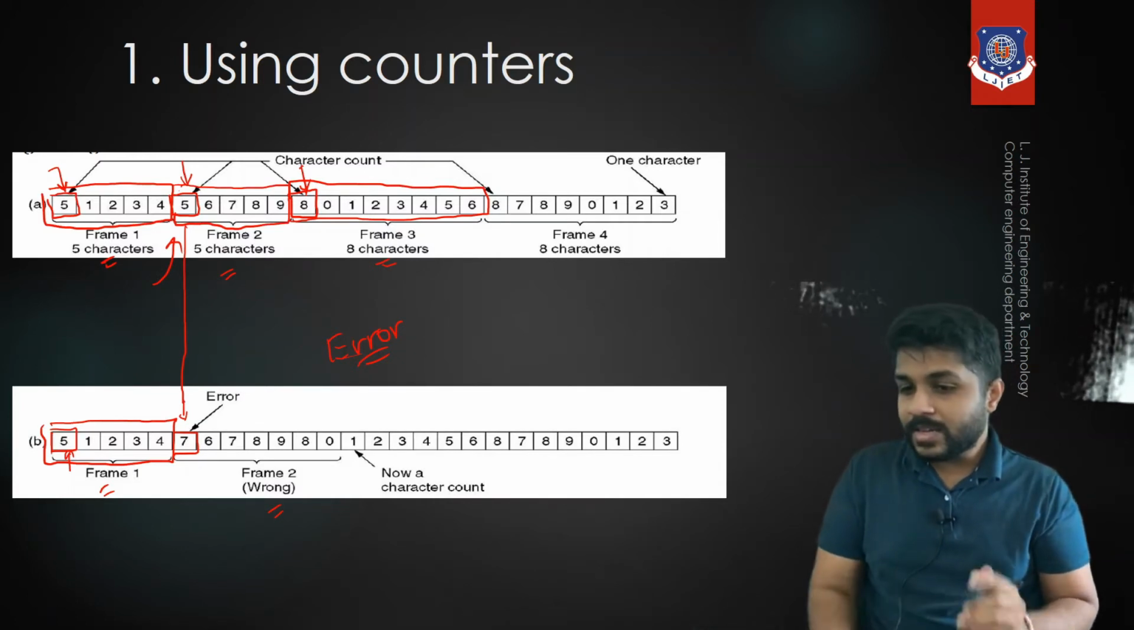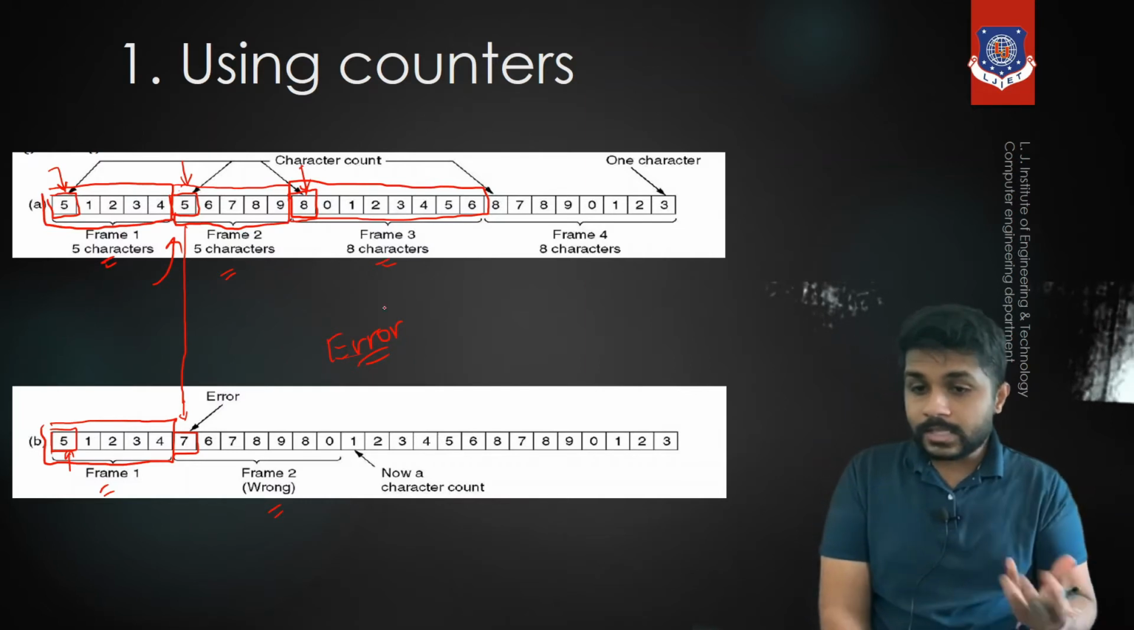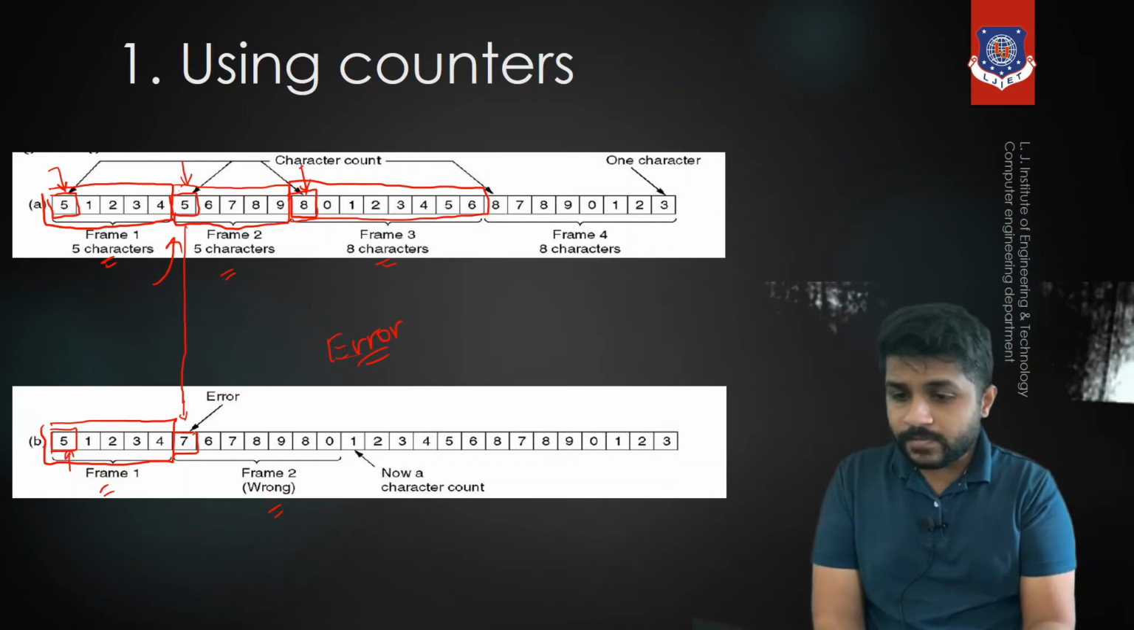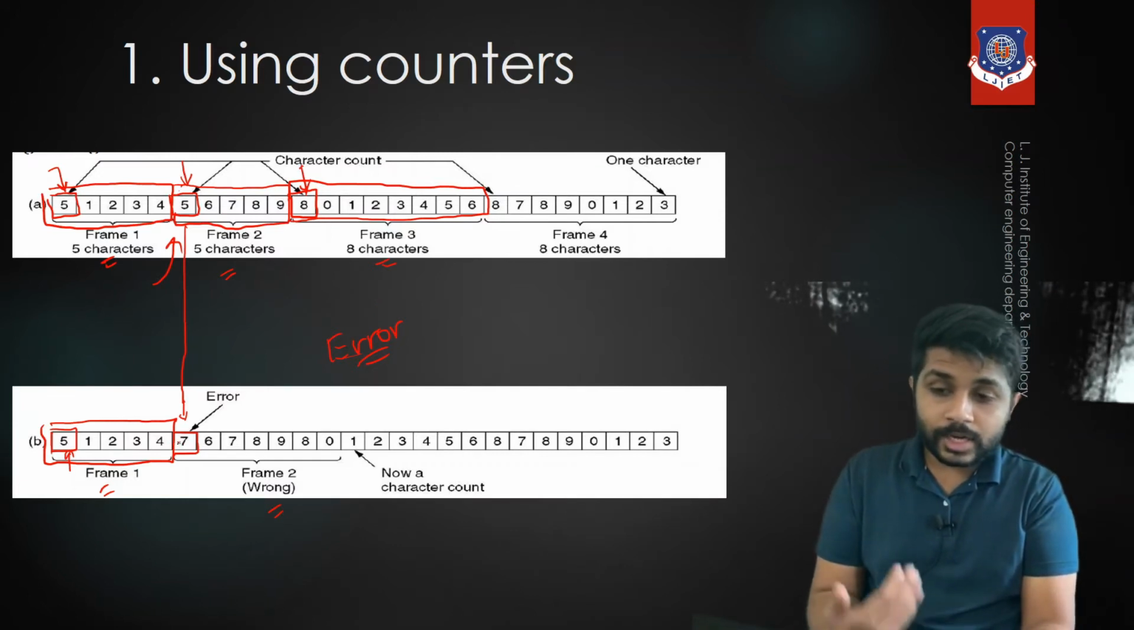Why is it problematic? Because now the receiver doesn't know that the error is added. What will the receiver do? It will simply check the first character of the frame that it has received, and the value of the first character is 7.